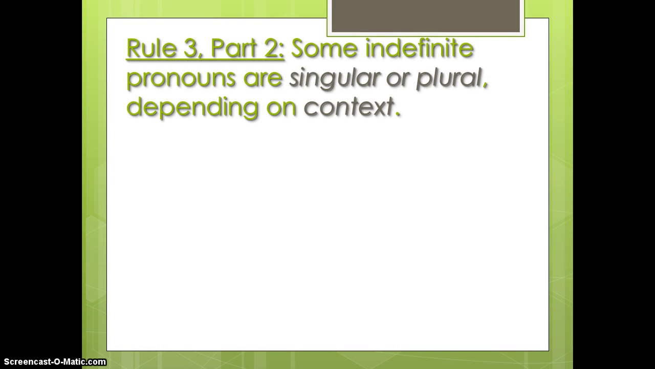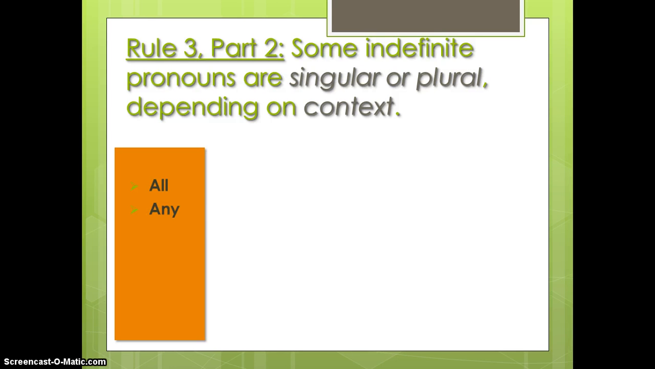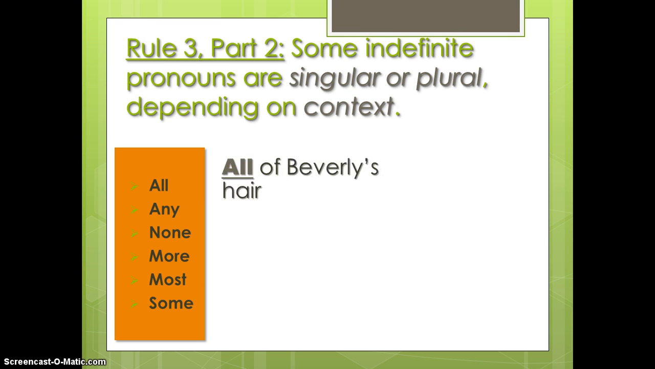Some indefinite pronouns are singular and some are plural depending on the context. We touched on this last week, but I want to make sure to do it again. Here they are: all, any, none, more, most, some. These are switch hitters, so to speak. For instance, all of Beverly's hair gets its color from a bottle. Hair, we have to look at this time, and that's singular.